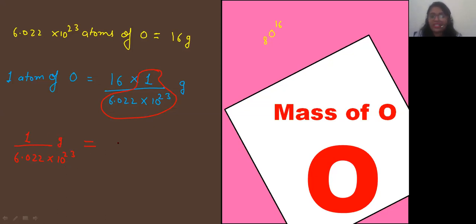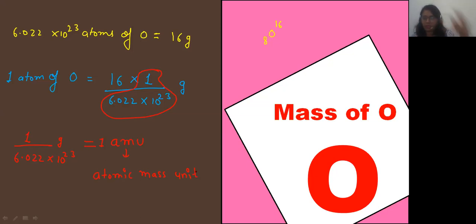This quantity is named as 1 AMU. What does AMU refer to? AMU refers to atomic mass unit. In order to compact the mass of one atom, they just named this quantity because this quantity is common for every element, right?